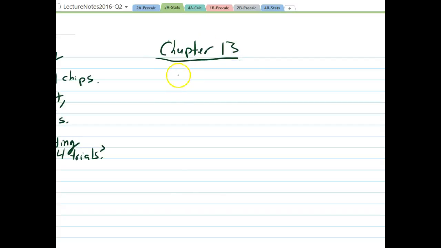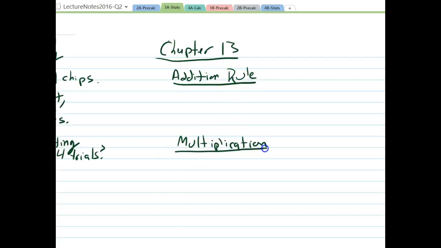Two of the rules of probability that we've learned are the addition rule and the multiplication rule. We've worked with these now over the last couple of classes, but let's talk about what each one of these rules is and how we apply it. Now, let's start with the multiplication rule down here.